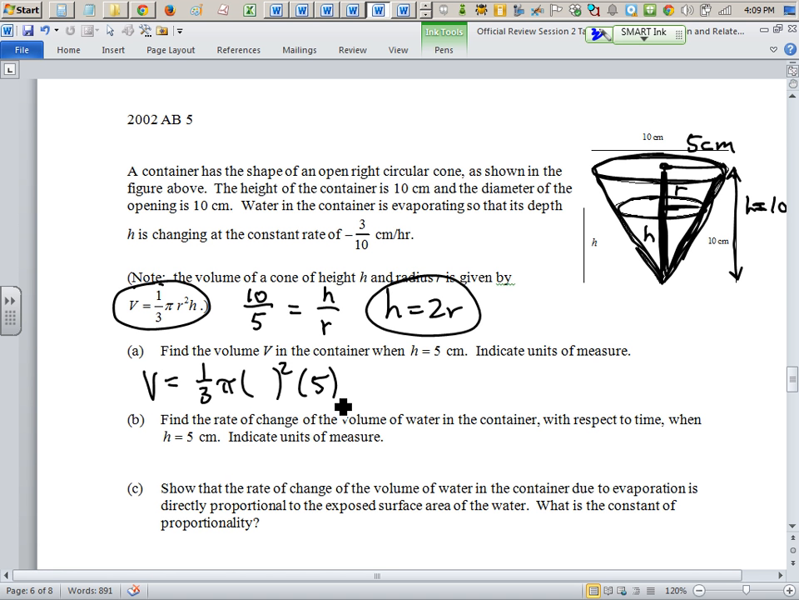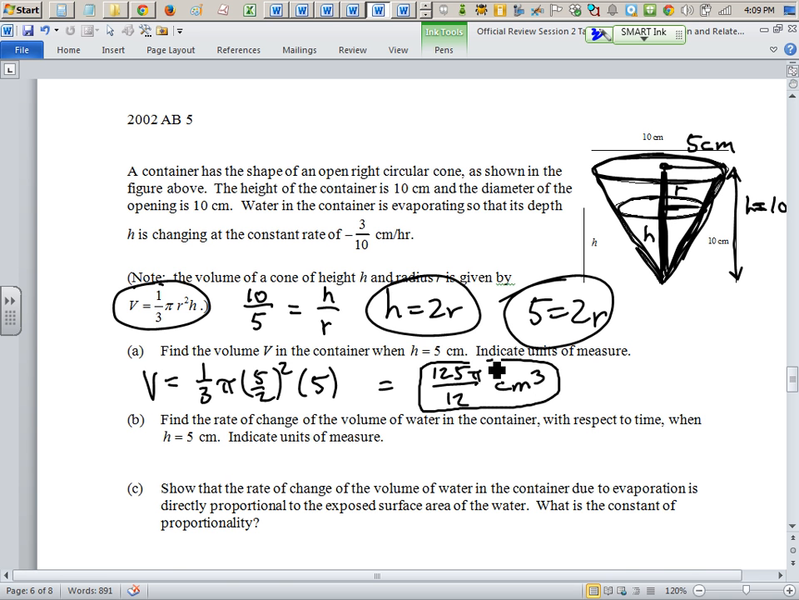So don't we know the radius of the cone? If the height is 5, and that represents 2r, if 5 is 2r, what's my radius? Not 10. The height is 2r. What's my radius? 5 halves, right? So the answer to the first question is 125 pi over 12. This is measured in cubic centimeters.